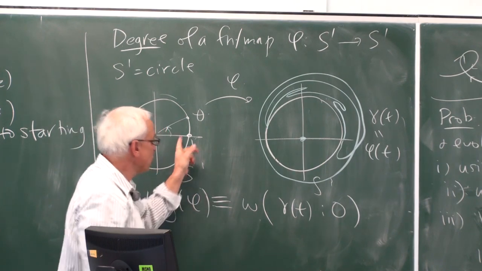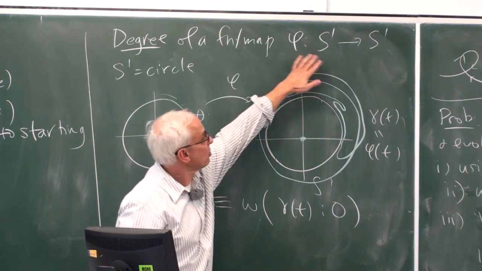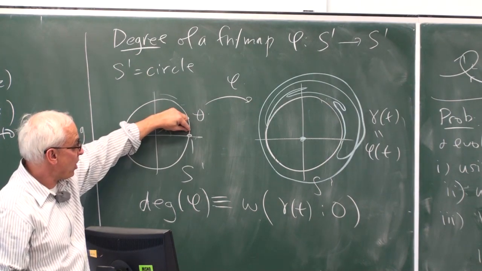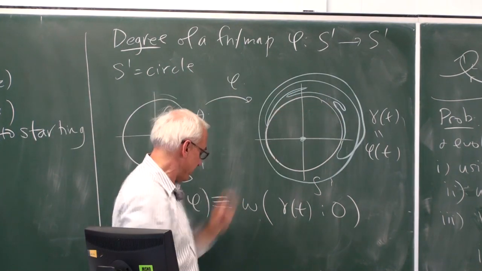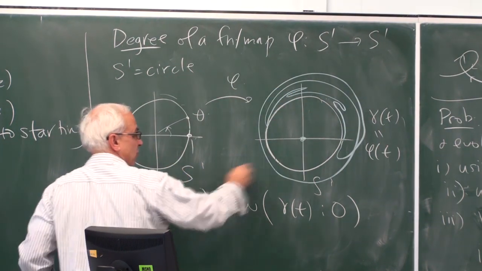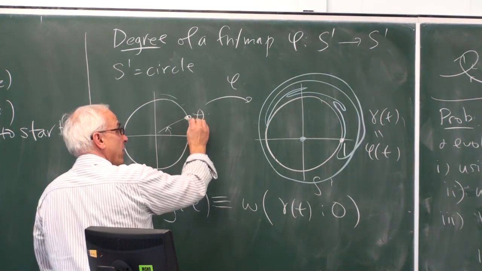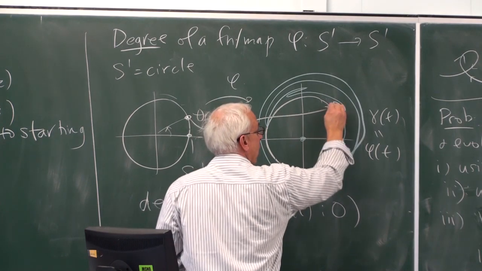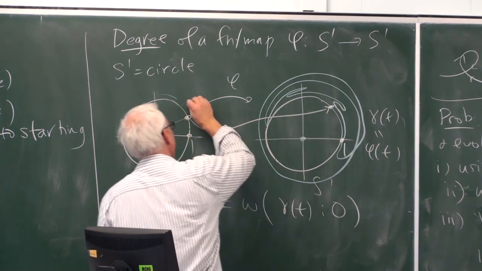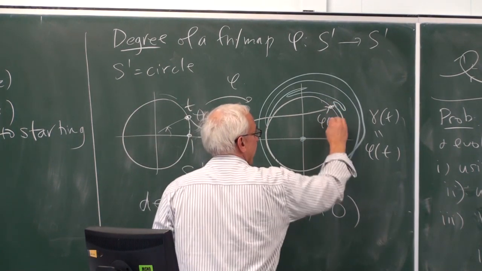No, so this is a function from the circle to the circle. Every point on here goes to a point on that circle. Let's say it's a circle of radius 1 also, to be precise. So every point here will go to a point on the circle. If this is the point t, that would be the point phi of t.